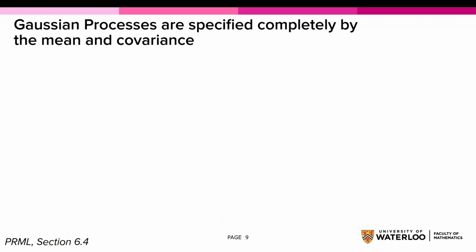Okay, so we can formalize this thinking now. The really nice thing about Gaussian processes is that the joint distribution over these function values is completely specified by the mean and the covariance. It's a Gaussian distribution, and so the only two pieces of information that we need are its mean and its covariance matrix.